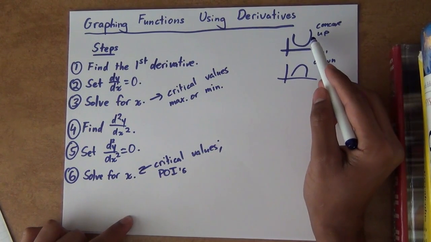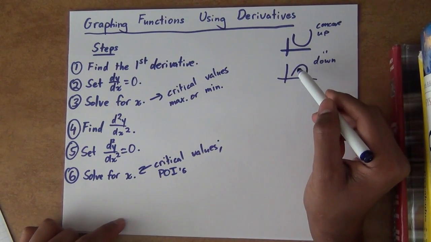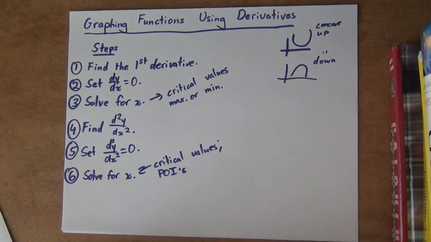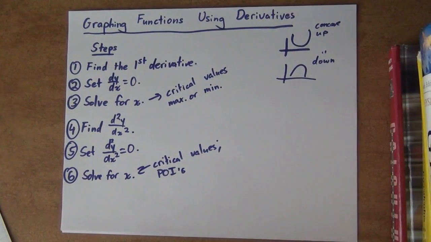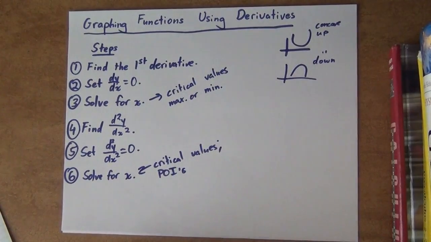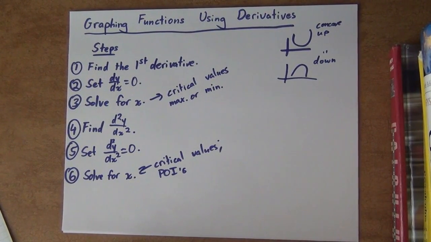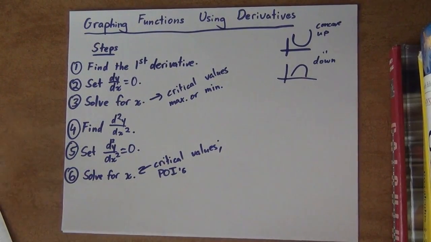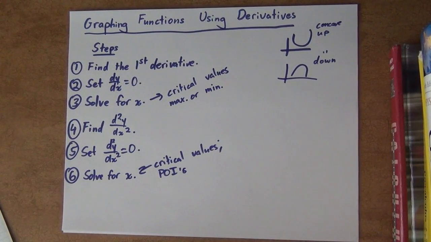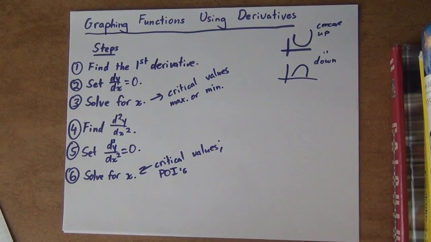You can see this graph right here is concave up, and this graph right here is concave down, simple parabolas, whether they open up or open down. So here I've listed out the steps to graphing using derivatives. First, given a function f, you find the first derivative, set that equal to 0, then solve for x. These values will be your critical values for maxima and minima of the function.